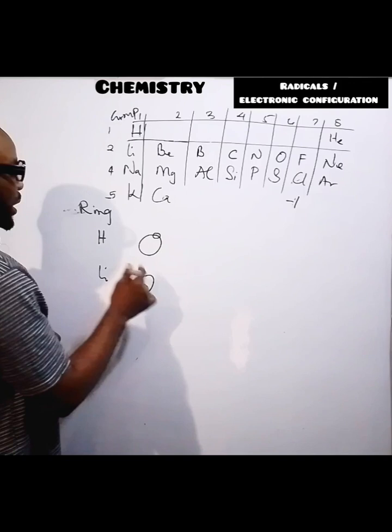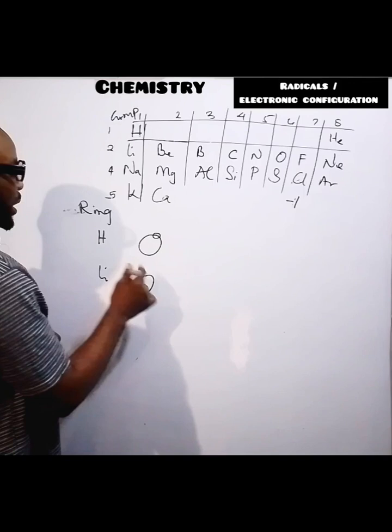I'm going to pick oxygen again. Oxygen is 1, 2, 3, 4, 5, 6, 7, 8. So this one is 2 already, and we have 6 more: 1, 2, 3, 4, 5, 6. Oxygen is also found in group 6, and the number of electrons in the outermost shell is also 6.